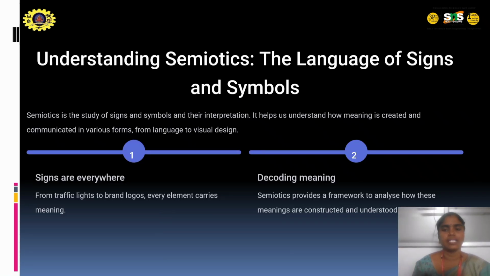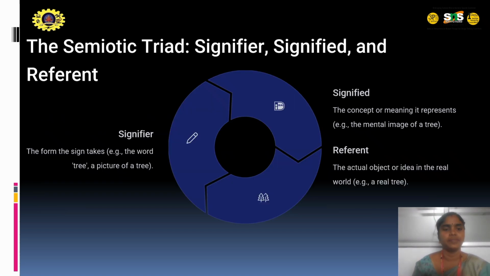Understanding semiotics, the language of signs and symbols. Semiotics is the study of signs and symbols and their interpretation. It helps us to understand how meaning is created and communicated in various forms, from language to visual design. First one is signs are everywhere. From traffic lights to brand logos, every element carries special meaning. And semiotics provides a framework to analyze how these meanings are constructed and understood by the customer.